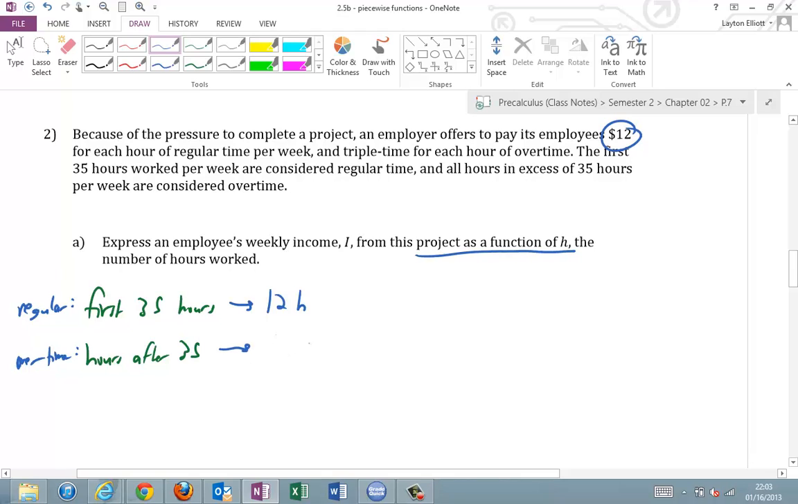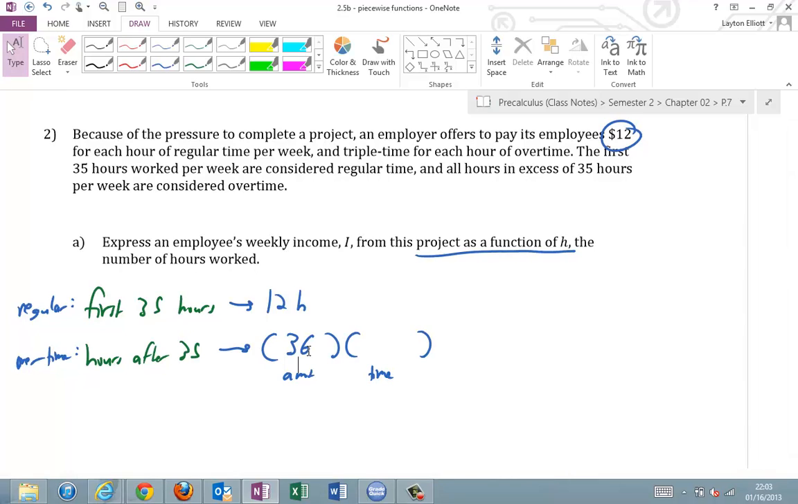Now, that is going to be equal to an amount times a time. And that's important. You can actually model it off of the one above. We have an amount times the time. Well, what's the amount? The amount is triple time for each hour of overtime. So triple time would not be 12, it would be $36. That's the amount. The time in terms of h, this is a little bit tricky.